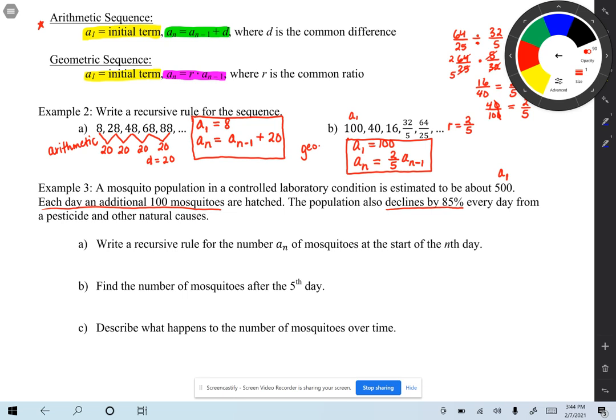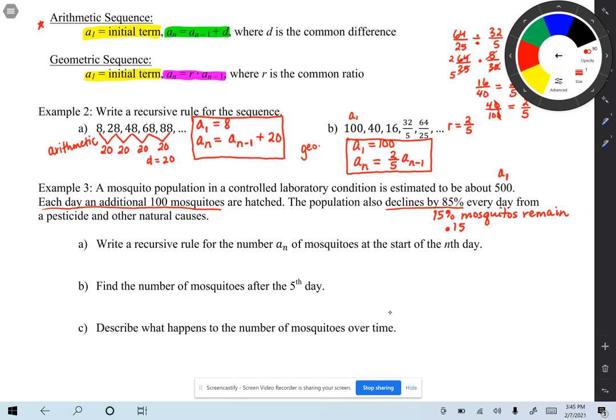Here's the thing to remember. If the population decreases by 85%, even though you get 100 new ones, like you have 500 mosquitoes, then you get 100 more. So the next day you would have a certain number, but it also declines by 85% every day from the pesticide and other natural causes. So if it's going to decline by 85%, then 15% will remain. So 15% of mosquitoes remain, and that's 0.15.